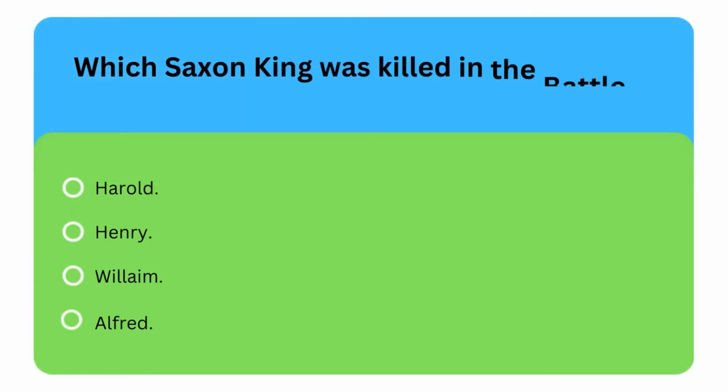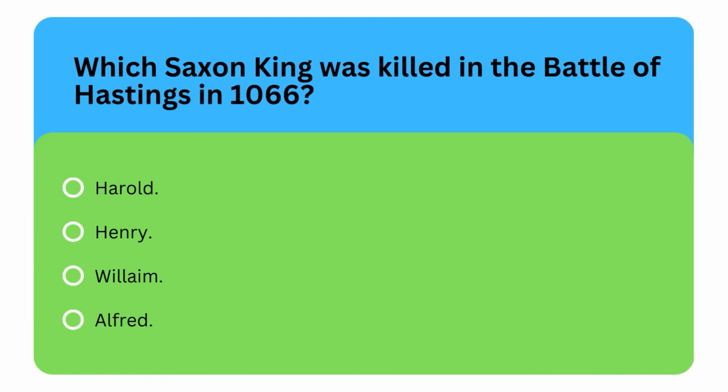Next question is which Saxon king was killed in the Battle of Hastings in 1066? Options are Harold, Henry, William, or Alfred. So the correct option is first option, it was Harold.